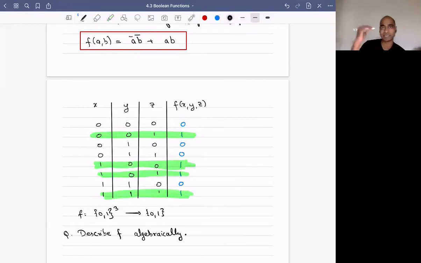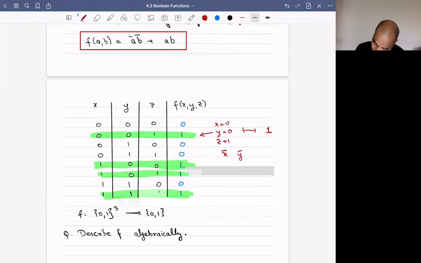Now focus on each row one at a time. And from this row, x equals 0, y equals 0, and z equals 1 is producing the output 1. So I'll complement x and y and leave z as it is, and then multiply them together. Okay, let me do the second on this side. So now x equals 1, y equals 0, and z equals 0 is giving me 1.